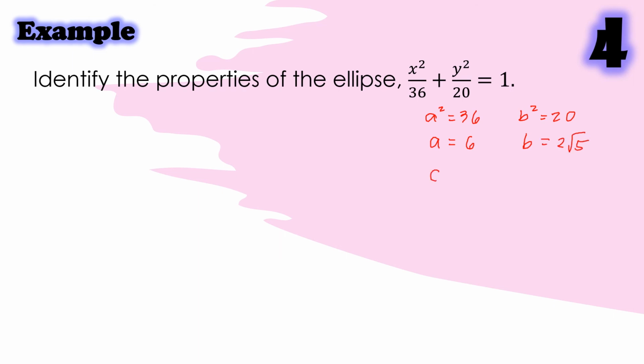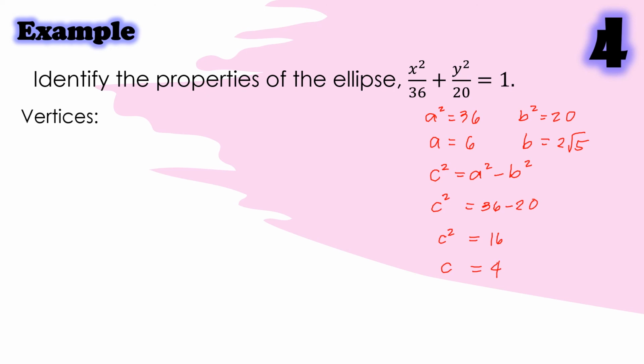From the relation c squared is equal to a squared minus b squared, we have c squared is equal to 36 minus 20. C squared is equal to 16. Then c is equal to 4 by getting the square root of both sides. Hence, we can have the properties of the ellipse.